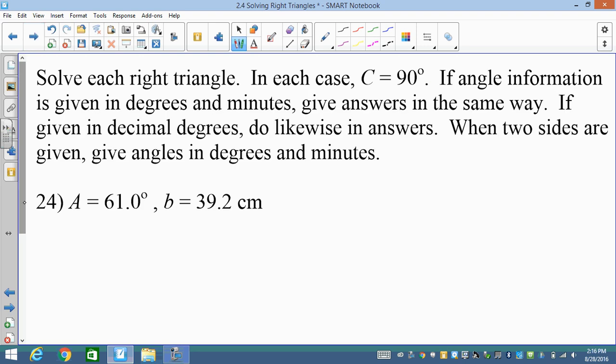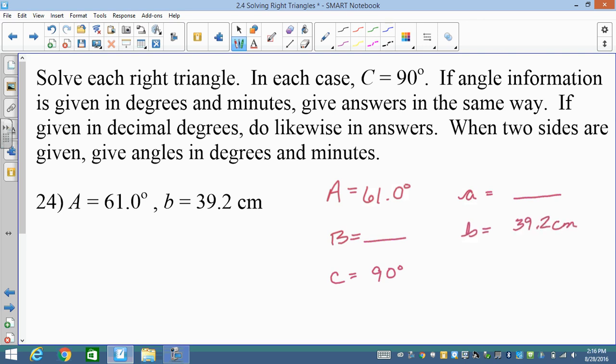Okay, next one, we have to come up with our own triangle, but we really don't need the triangle. We just have to identify what we know. A equals 61.0 degrees. B, we don't know. And angle C, we know to be 90. Little a, we don't know. Little b, we have as 39.2 centimeters. And little c, we don't know.